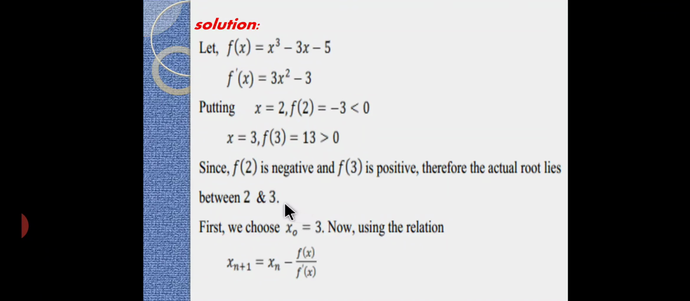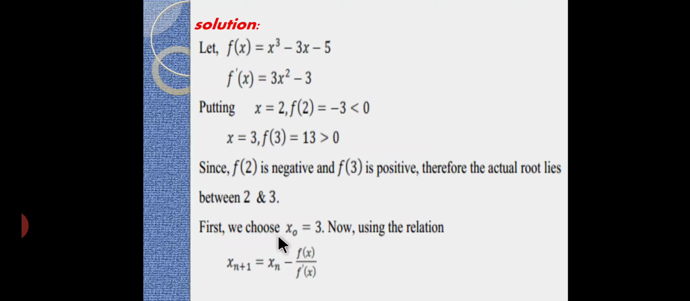So first we choose x naught is equal to 3. Our first initial guess will be in between this interval 2 and 3. It will be either 2 or 3 or the average of 2 and 3.